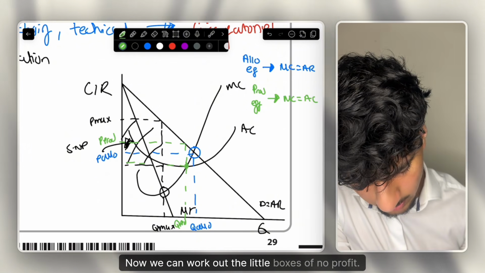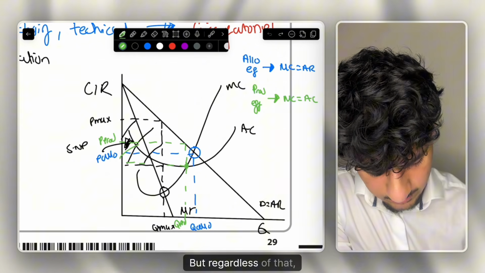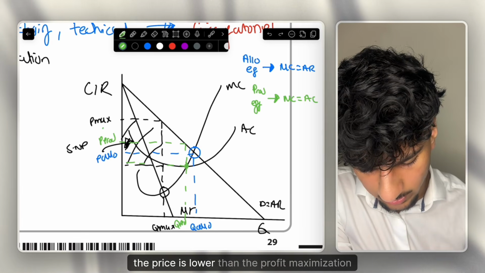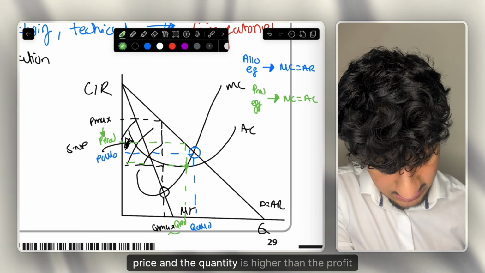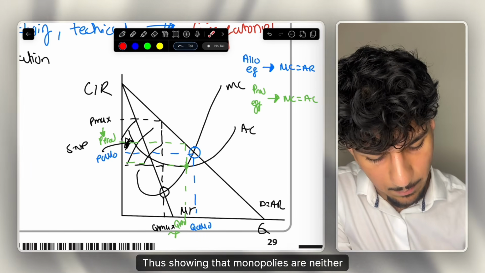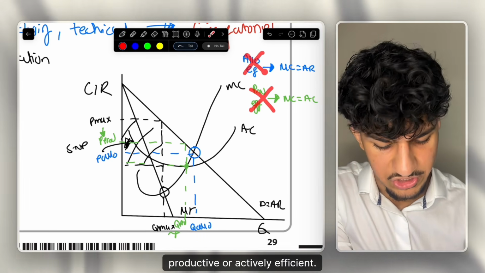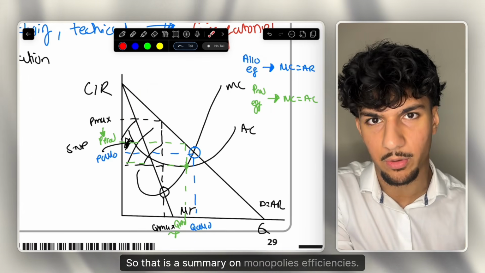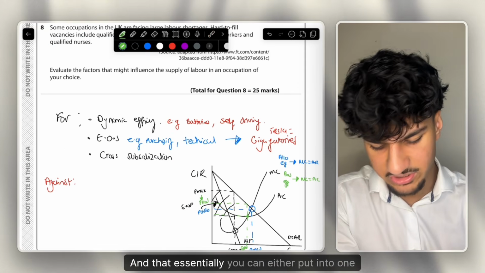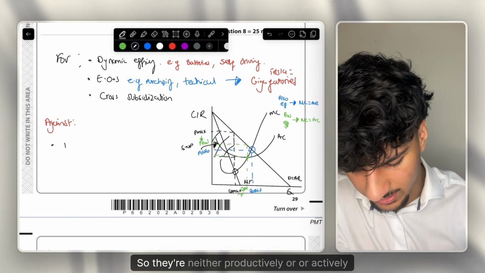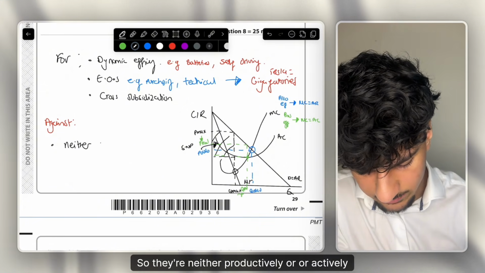Now we can work out the little box of supernormal profit, but regardless of that, what does this show again? The price is lower than the profit maximization price, and the quantity is higher than the profit maximization quantity, thus showing that monopolies are neither productively nor allocatively efficient. However, they can be dynamically efficient. So that is a summary on monopolies' efficiencies, and you can put it into either one paragraph or two. That would be my against point: they're neither productively nor allocatively efficient.